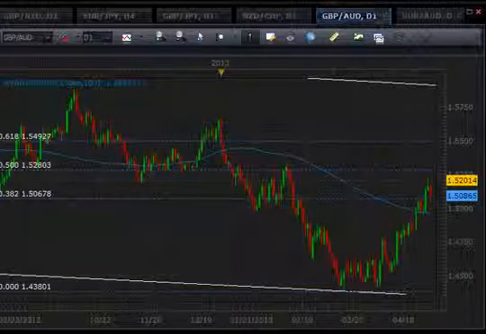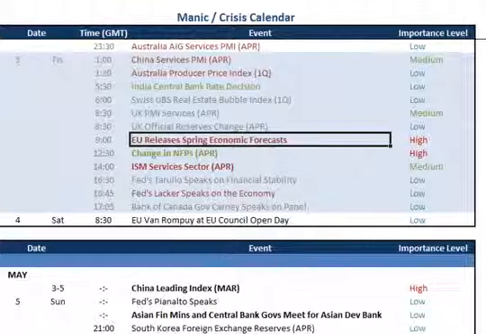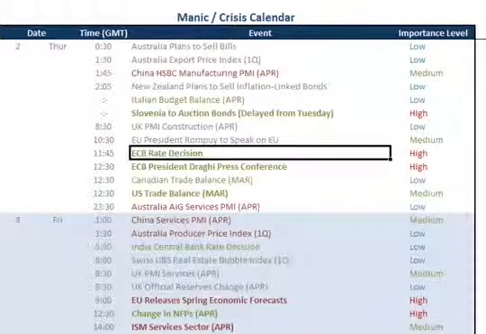Into the end of this past week, we had two particularly interesting fundamental developments. This is the Manic Crisis Calendar, which I curate. Both of these developments you can see on the regular dailyfx.com calendar. The EU spring economic forecasts: the Eurozone region was actually downgraded for its growth forecast from 0.3% this year to 0.4%. That's a significant contraction for the entire region and does spell some very significant problems. And it negates somewhat the easing that was given by the ECB.